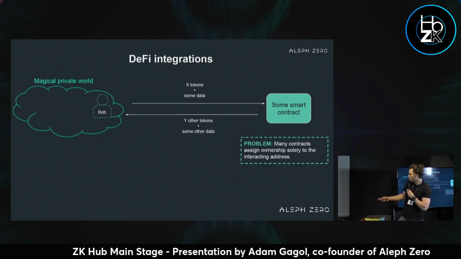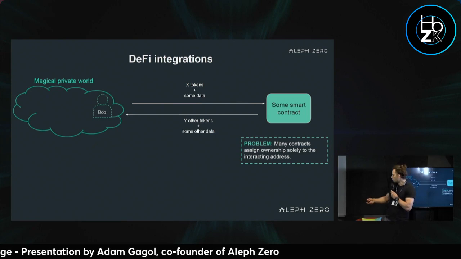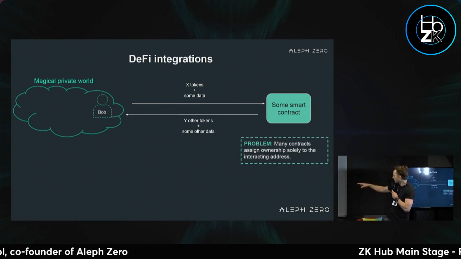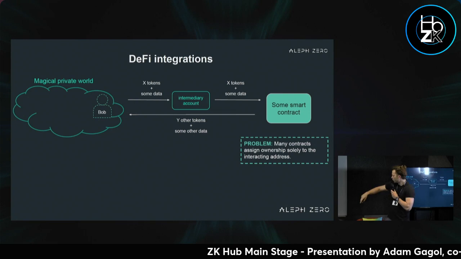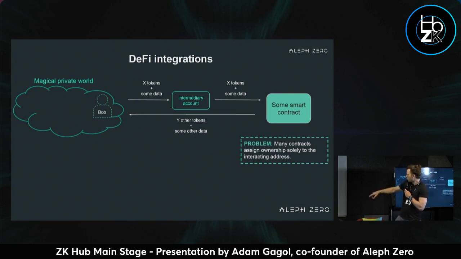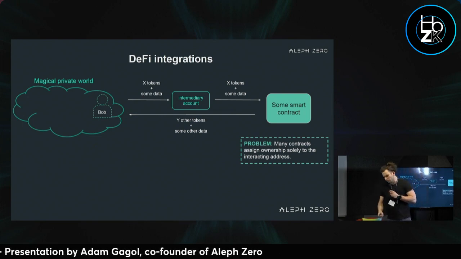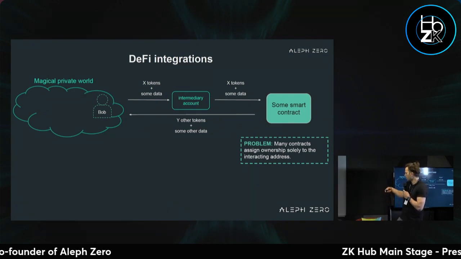So if we don't want to lose this information, we actually need to use an intermediary address between this privacy world and the non-privacy world. We need to send some tokens to an intermediary account, and then only from this public account can we interact with smart contracts. So these are already two operations, and actually it's even a bit worse than that.